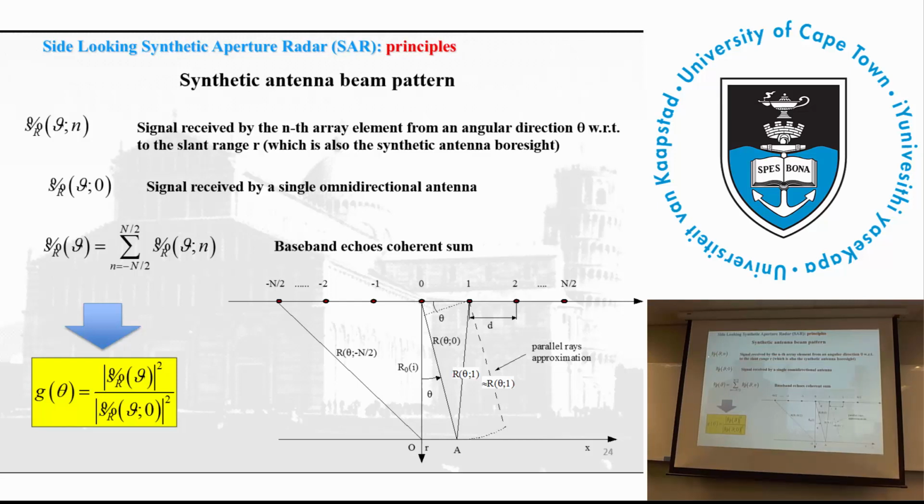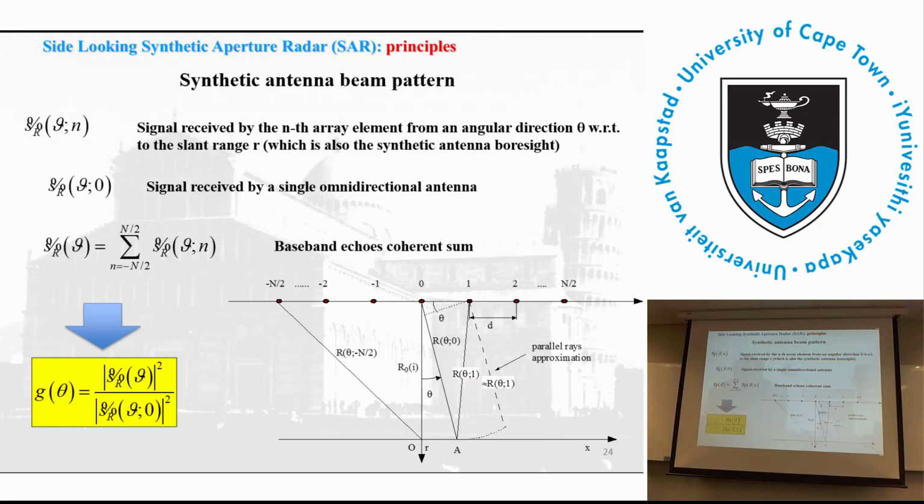Alright, so these are all tilde signals, which means that they're baseband versions of the received signal. Okay? So this notation here indicates the signal that we receive by the nth array element, so one of those, from an angular direction theta with respect to the length range. So theta is this angle here. And this is the signal that is received by the omnidirectional antenna for n equal to 0, which is this signal here.